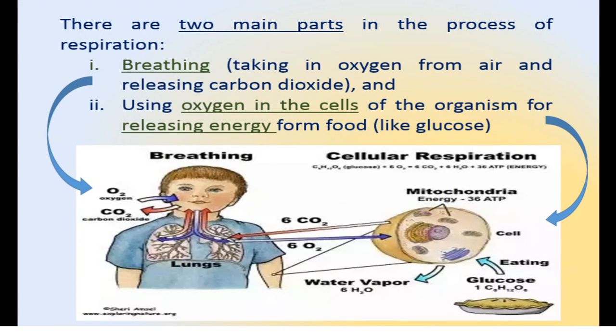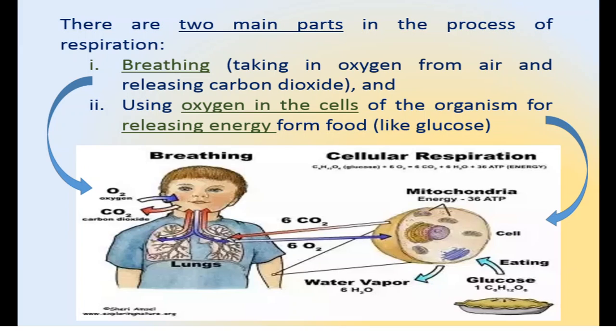there are two main parts in the process of respiration, that is breathing and cellular respiration. Breathing is taking in oxygen from air and releasing carbon dioxide. The next one is cellular respiration. When we breathe, the oxygen goes inside and then the next process occurs inside the cell. The cell only releases the energy. So that is cellular respiration, using oxygen in the cell of the organism for releasing energy from food like glucose.